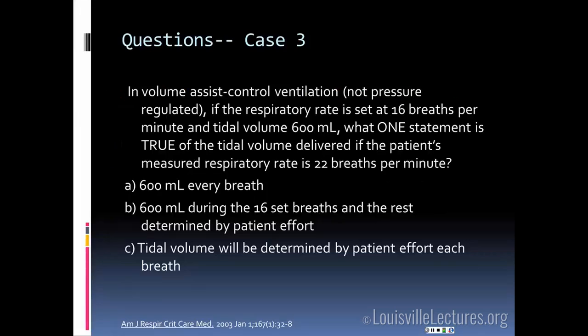So let's go to another case here. In volume assist control ventilation, not pressure, if the respiratory rate is set at 16 breaths per minute and tidal volume 600 cc, what one statement is true of the tidal volume delivered if the patient's measured respiratory rate is 22 breaths per minute? A, 600 cc every breath. B, 600 cc during the 16 set breaths, and the rest determined by patient effort. C, tidal volume will be determined by patient effort each breath. The right answer is A, 600 mL every breath.